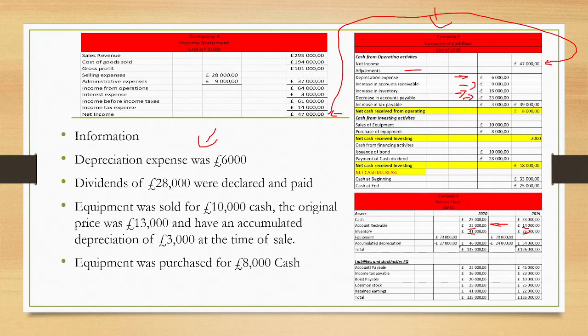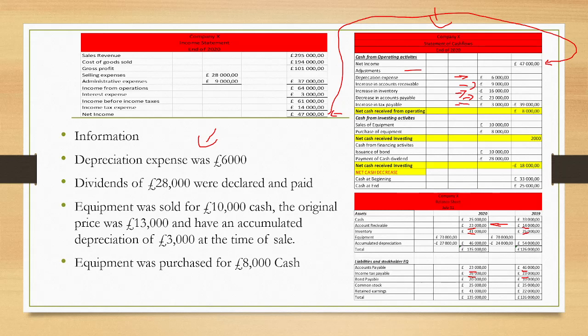Increase in tax payable. Wait, let me see. Oh, sorry. So inventory increased by 16,000. Accounts payable is down here. It's 46,000 to 23,000, so it's a decrease in accounts payable of 23,000. Increase in tax payable, however, it's here and here. Is it good, bad? You tell me.